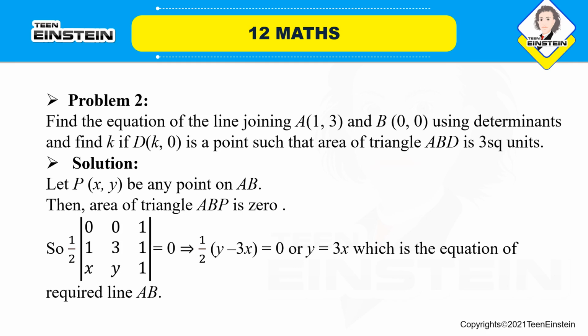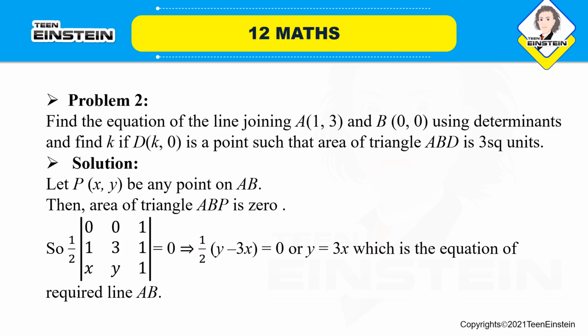That means what result can we use here to find the equation of the line joining the 2 points A and B? We have studied that if 3 points are lying on the same line, that is, if the 3 vertices are collinear points, then the area of the triangle is 0. That result we have studied in remark 3. So I am going to use that result here.